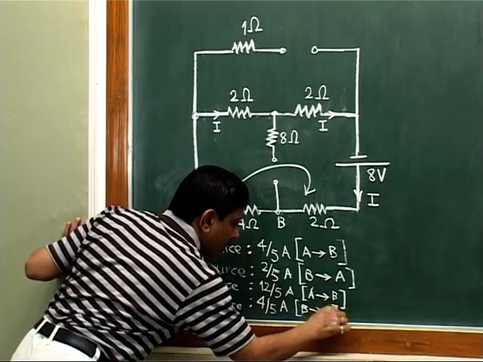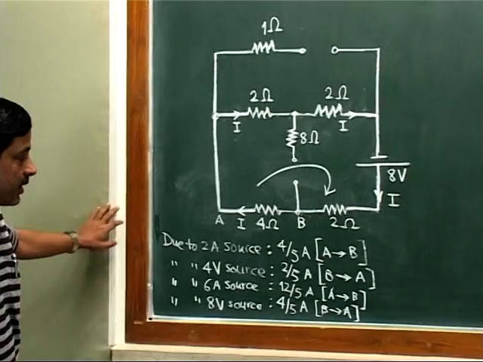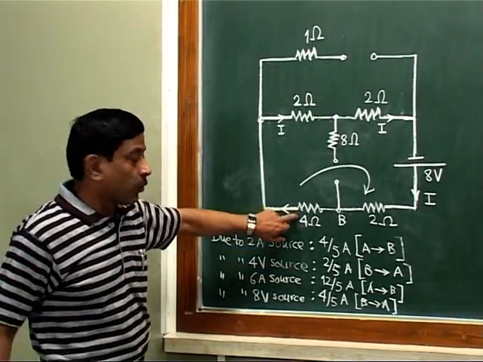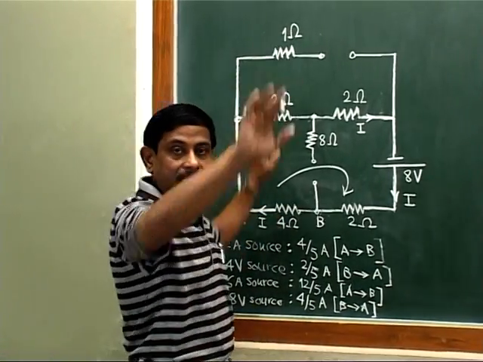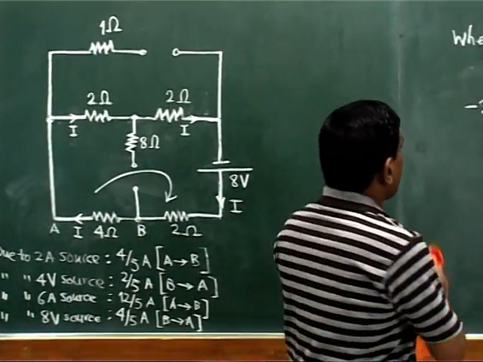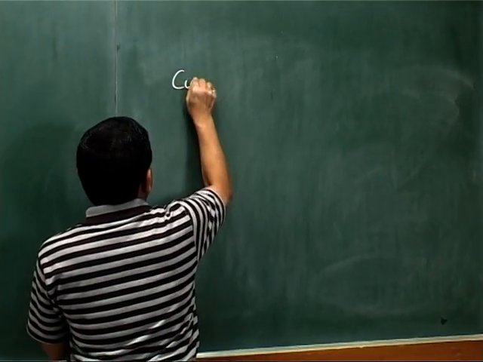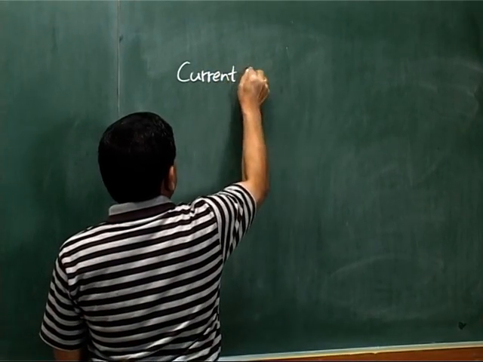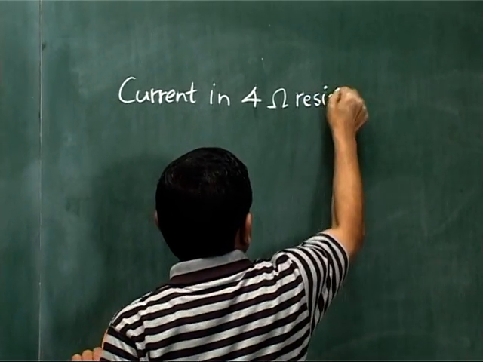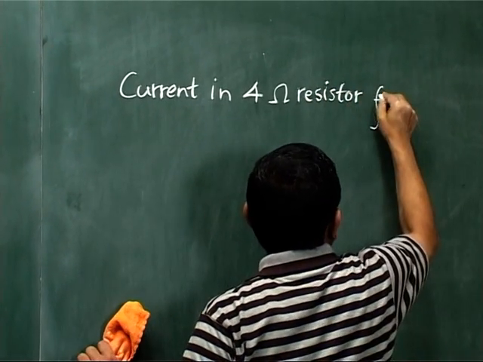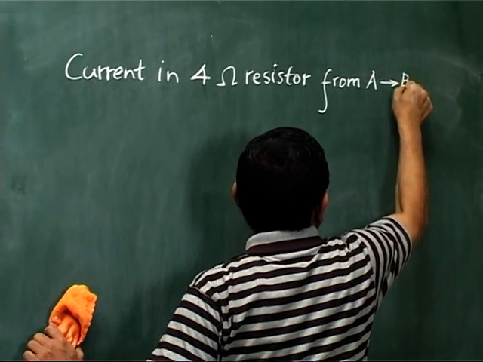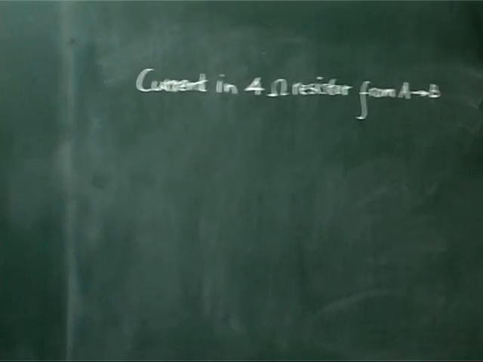See, now we have compiled all the results and now our last job is to finally make a statement about the net current that would flow through this 4 ohm resistor when all the batteries are acting simultaneously. Suppose we assume that current is flowing from A to B. So here we can write current in 4 ohm resistor from A to B. We just assume this right now. From A to B will be. What will be that current?